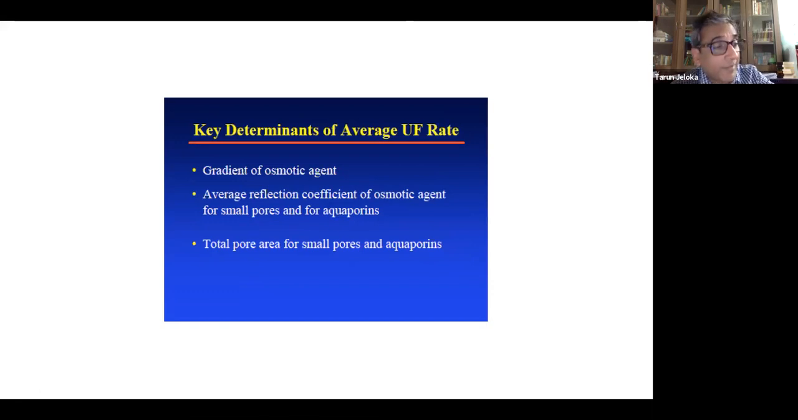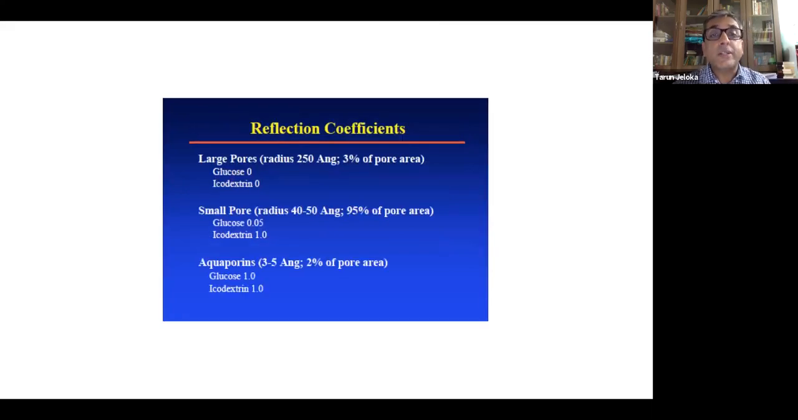Now, key determinants of average ultrafiltration rate in PD is because of the osmotic gradient. Now remember this, we'll be talking a little more detail about this. Osmotic gradient, reflection coefficient of the osmotic agent we are using, and then pore areas. So these three are very important. You should remember this. So determinants are osmotic gradient, reflection coefficient, and pore areas. Easy. Now let's see reflection coefficient. So reflection coefficient for large pores for glucose and icodextrin is 0. So for large pores we do not actually talk about ultrafiltration. We talk about ultrafiltration only with respect to small pores and aquaporins.